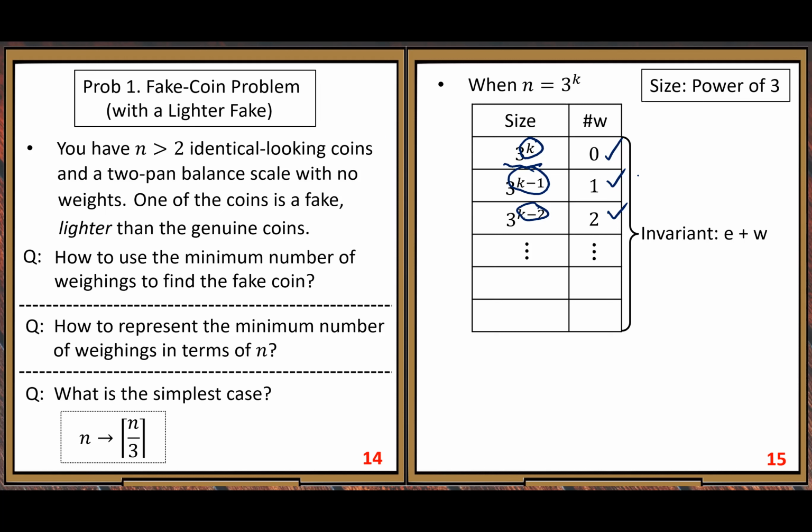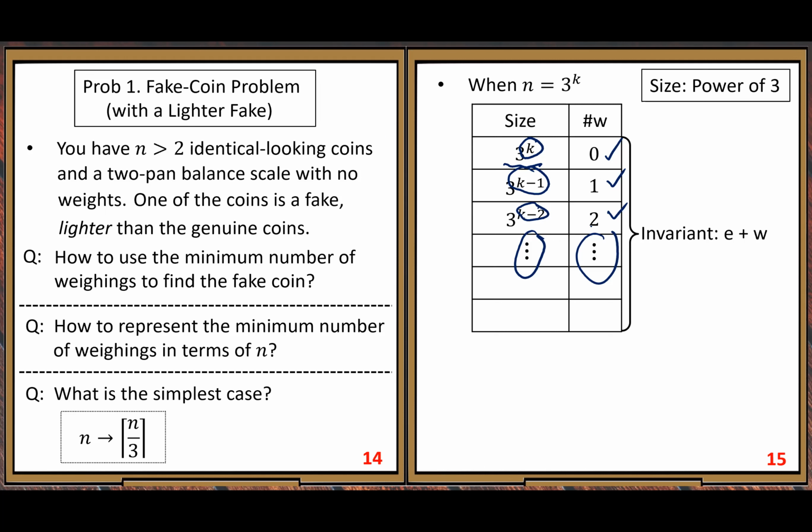Why is invariant so important? Because if we know this invariant number, we won't get lost. When we go from top to bottom, we need to do things like dot, dot, dot, right? If we do not know the invariant, we get lost. How do you know what's in that dot, dot, dot? We don't know.